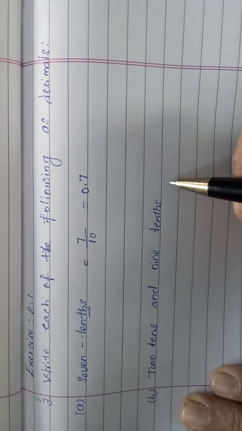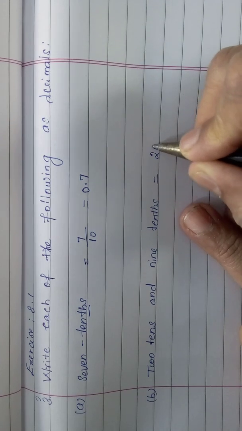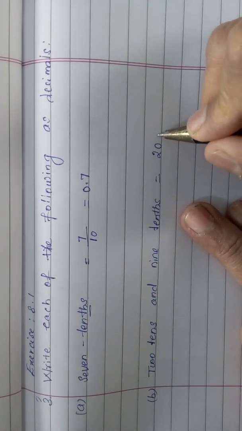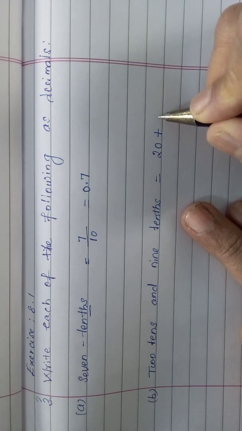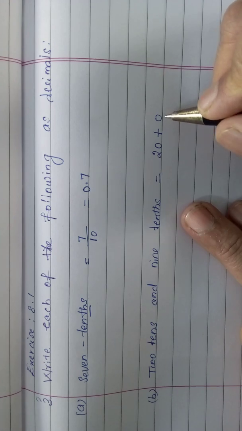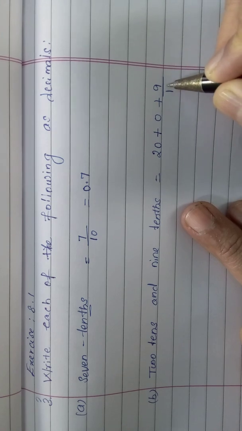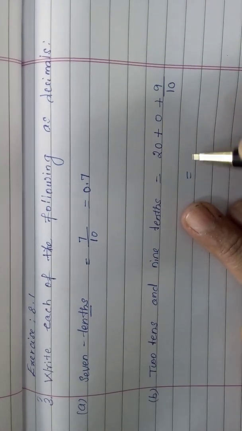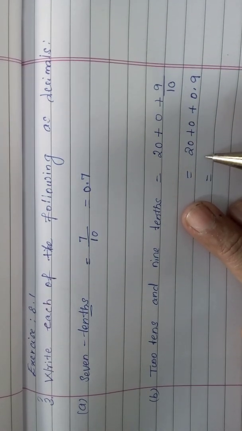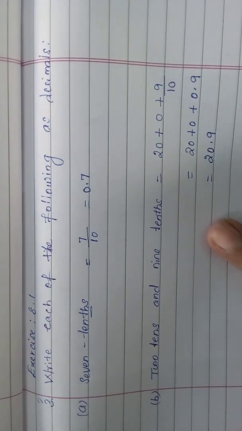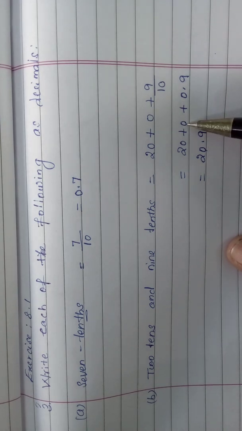2 tens and 9 tenths. How should we write that? 2 tens is nothing but 20. Plus there are no ones, so you write 0 here. Plus 9 tenths, that is nothing but 9 by 10. That is 20 plus 0 plus 0.9, that is nothing but 20.9. Because here the ones place is 0, that has no value.